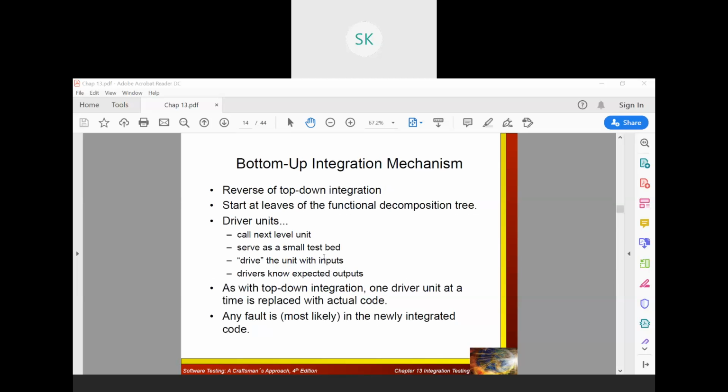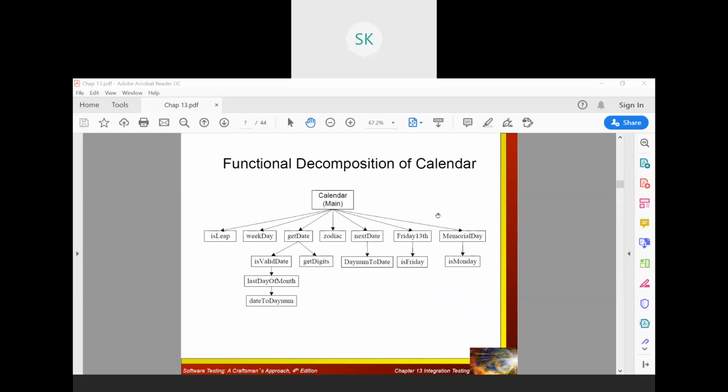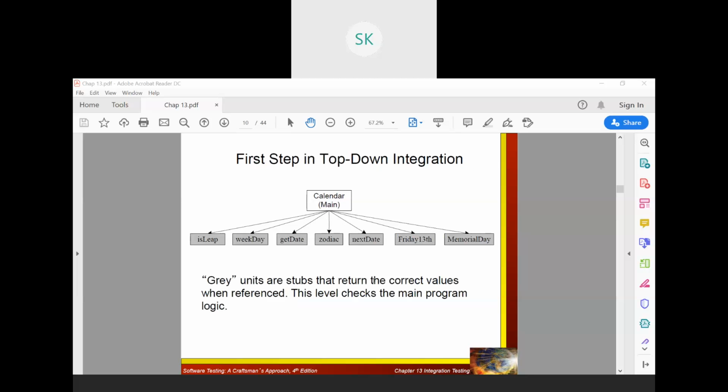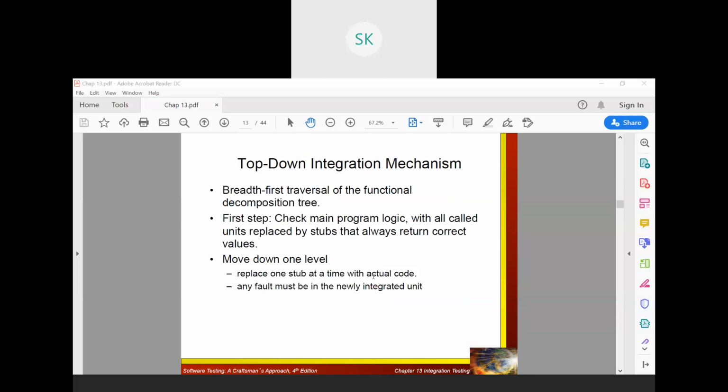Next one is the bottom-up approach. This is the reverse of top-down integration. Start at the leaves of the functional decomposition tree. Leaves of the functional decomposition tree means it will start from this particular leaf, that is date to day number with respect to your get date. Then it will be going backwards. Similarly, get digits, it will get it and it will get the date, followed by the main program. From this step, it starts and it will end with respect to the main program. That's how it will be taken care of with respect to your bottom-up approach.